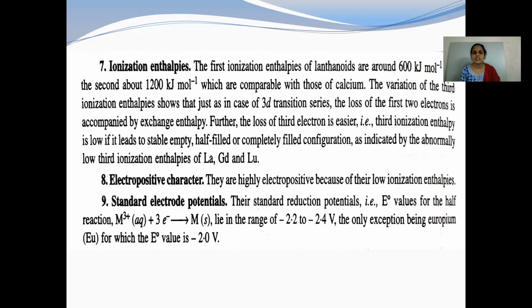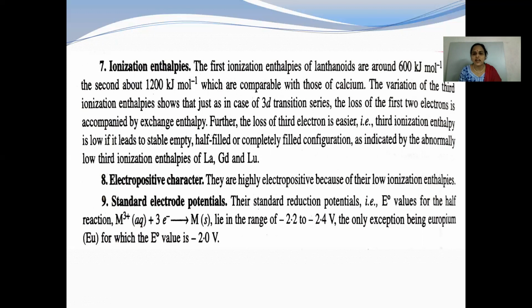That is, the third ionization enthalpy is low if it leads to stable, empty, half-filled or completely filled configuration, as indicated by the abnormally low third ionization enthalpies of lanthanum, gadolinium and lutetium. Electropositive character. They are highly electropositive because of their low ionization enthalpies.